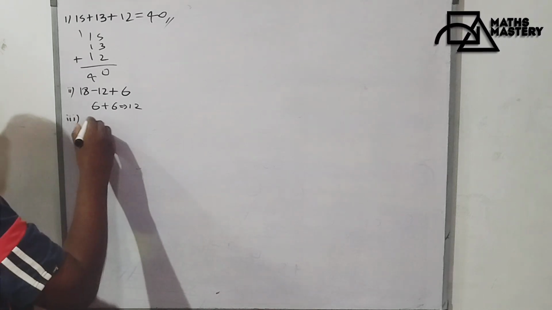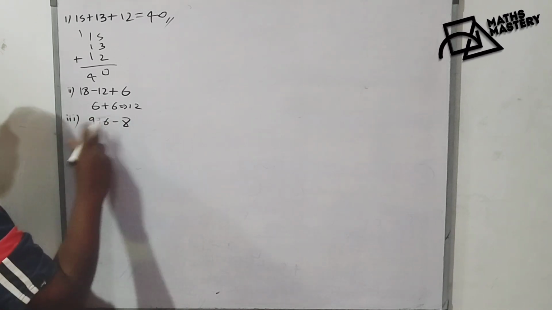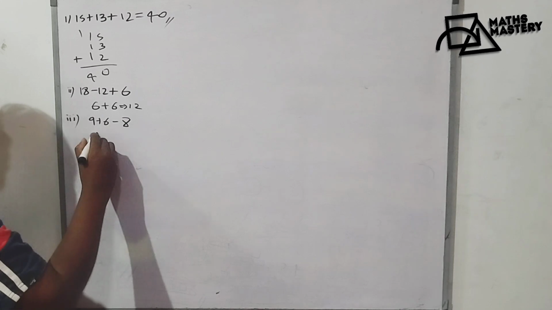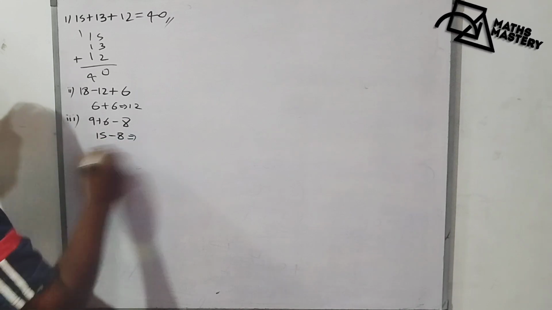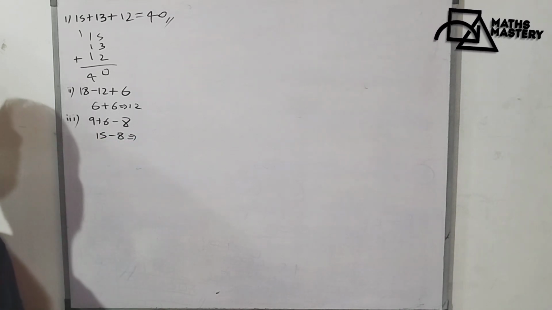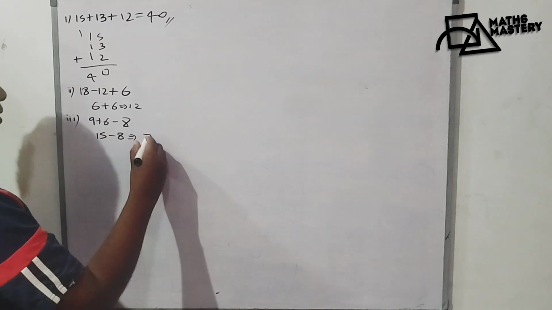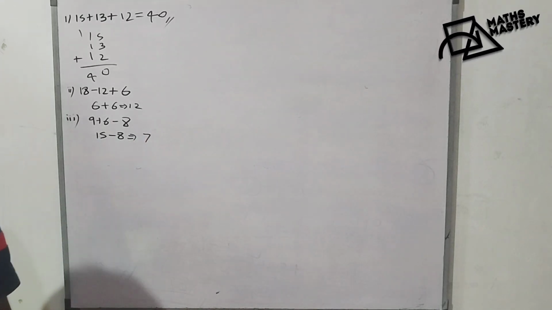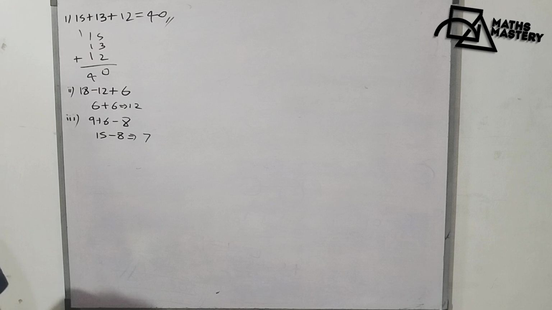9 plus 6 minus 8. Now see 9 plus 6, if you add these two, you get 15. 15 minus 8, if you subtract 15 minus 8, the answer is 7. Next one, question number 4.